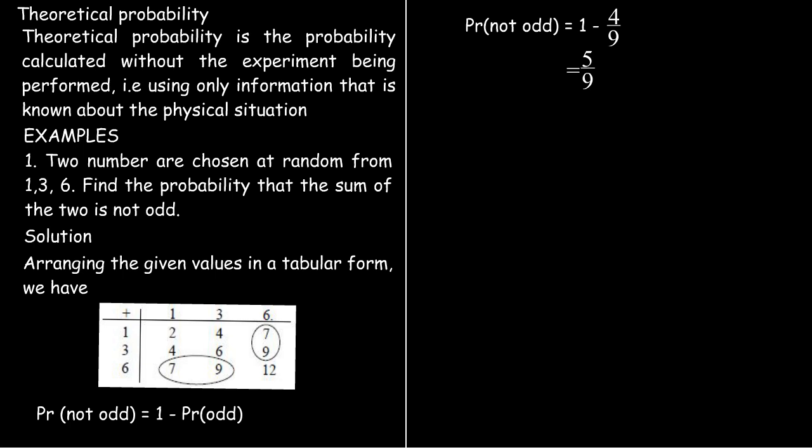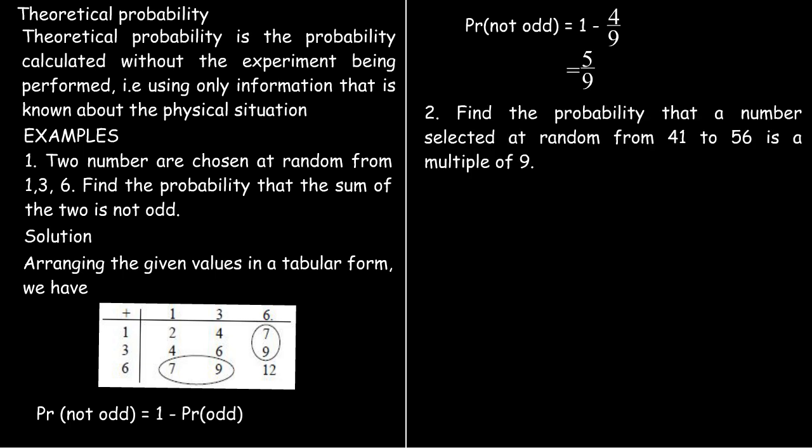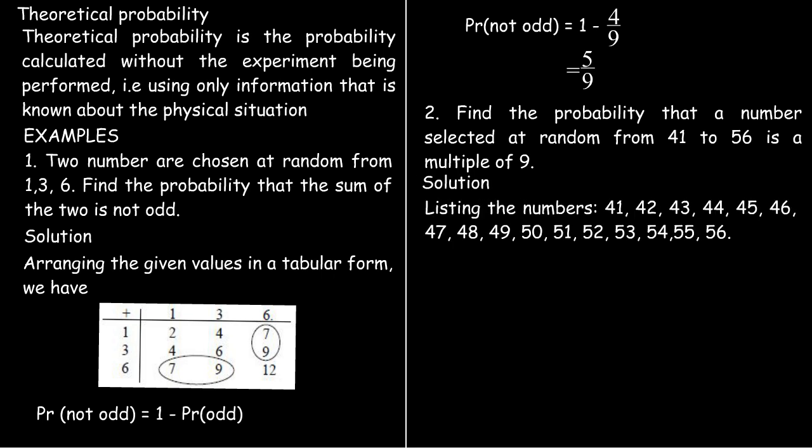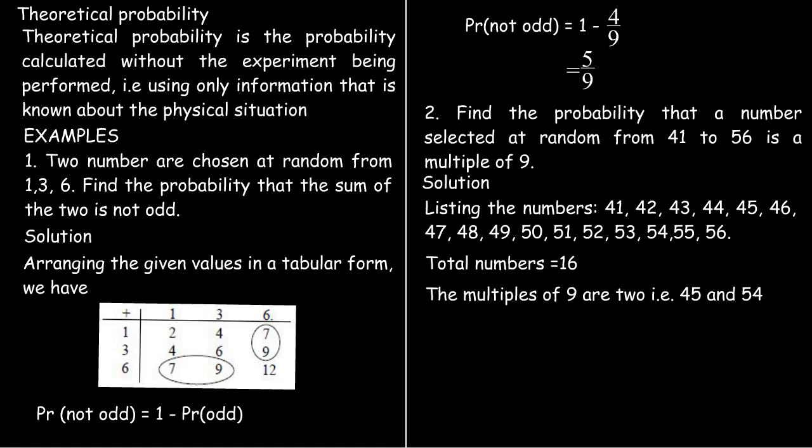The next question states: find the probability that a number selected at random from 41 to 56 is a multiple of 9. Now in our solution, listing the numbers, we get 41, 42, 43, 44, 45, 46, 47, 48, 49, 50, 51, 52, 53, 54, 55, and 56. And the total number will be equal to 16. Now the multiples of 9 among these numbers are 45 and 54. Hence the probability of getting a multiple of 9 will be equal to 2 divided by our total numbers, which is 16, which breaks down to 1 over 8.